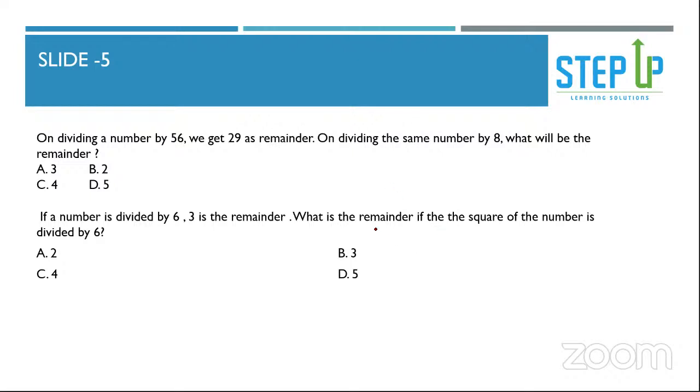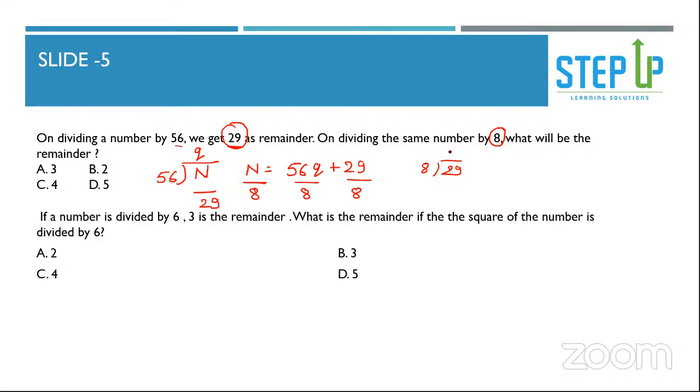Okay, so how to approach this type of question? On dividing a number by 56, we get 29 as remainder. We don't know the number, and we don't know the quotient, so n will be written as 56q plus 29. On dividing the same number by 8, what is the remainder? Whenever you find such a question, you just take this remainder and divide it by 8. That will be your answer.